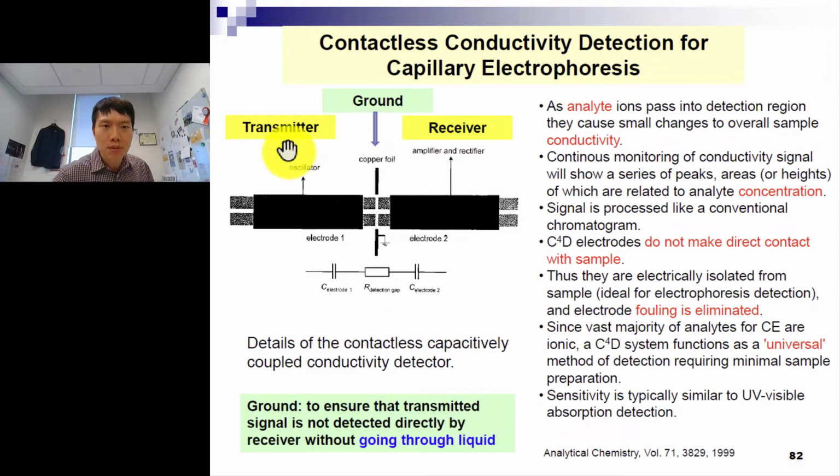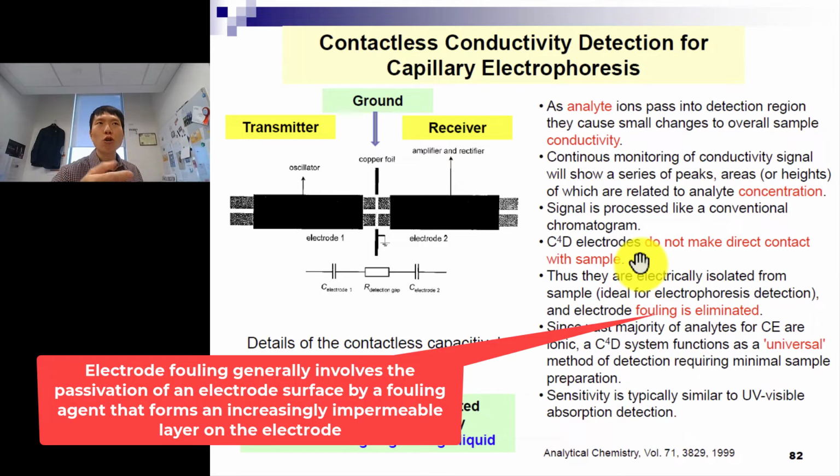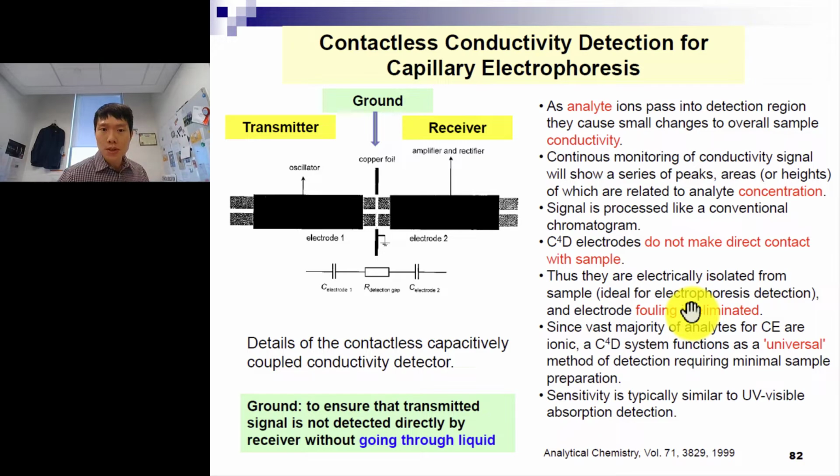Another diagram, more simplified: transmitter, middle electrode, receiver. The key thing is that the C4D electrode does not make contact directly with the sample. Very important. Why? Because your sample is liquid and contains ions, and most of the time we analyze cations, and electrodes are metal. What happens is you may have fouling. Fouling means we have metal-metal interactions that cause the surface to no longer be clean, and data may not be reproducible.